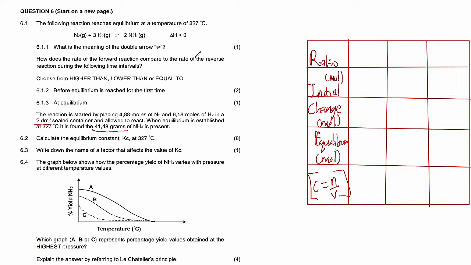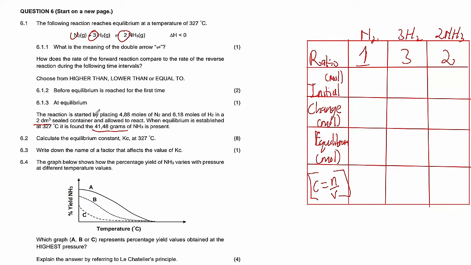Now, how you go about this is that for the first block, you always put them in that order. So you have your N2 here, you have your 3H2, and the product here is your 2NH3. Then for the ratios, you just fill in your coefficients. So the coefficient of N2 is 1, the coefficient of H2 is 3, and the coefficient of NH3 is 2. So the coefficients that we are seeing here represent our ratios.